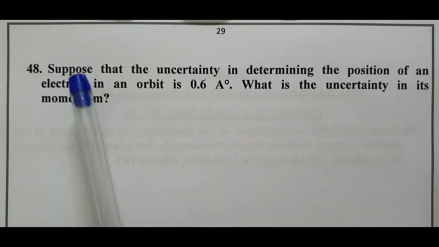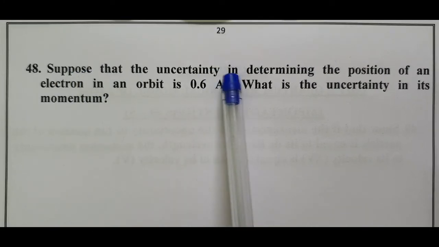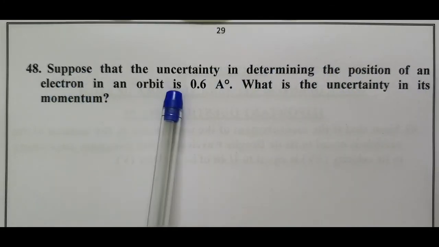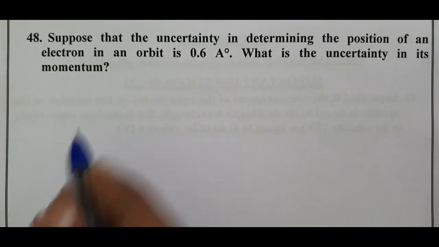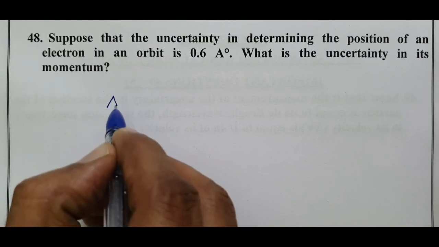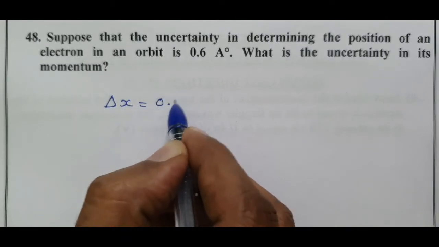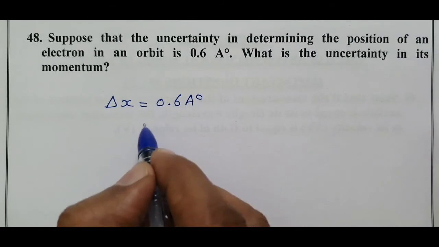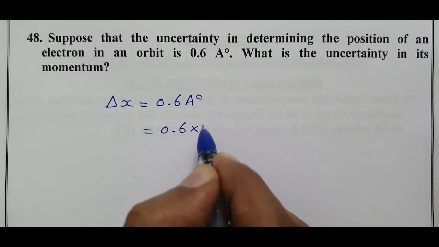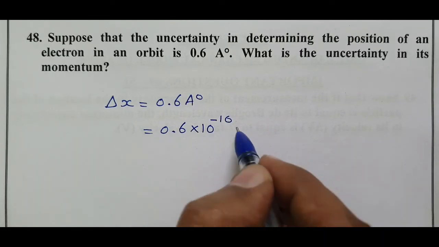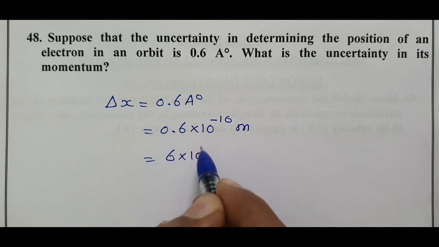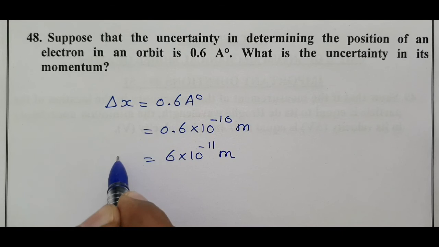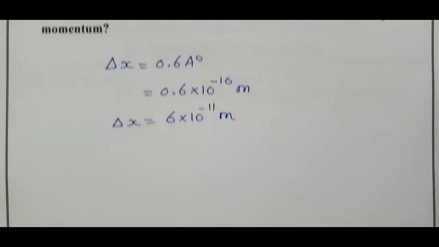Question number 48. Suppose that the uncertainty in determining the position of an electron in an orbit is 0.6 angstrom. What is the uncertainty in its momentum? So which value is given? Uncertainty in position is given, delta x equal to 0.6 angstrom, 1 angstrom equal to 10 power minus 10 meter. Convert this into the whole number: 6 into 10 power minus 11 meter. This is delta x value.